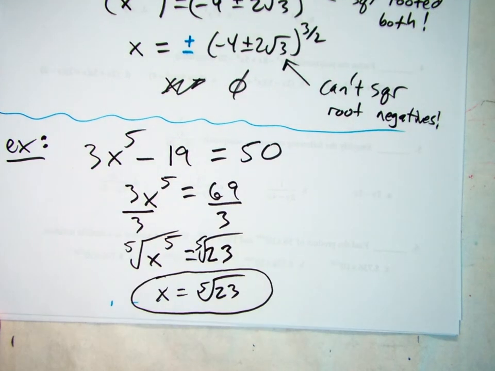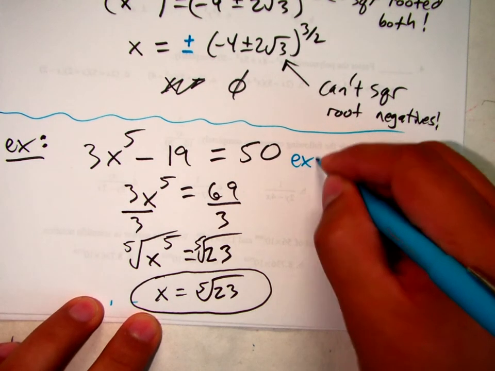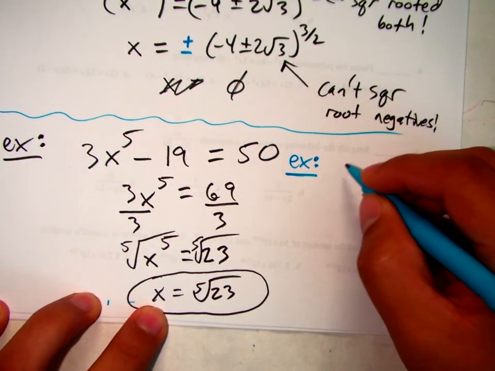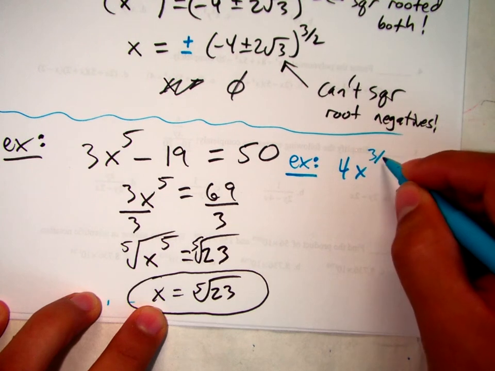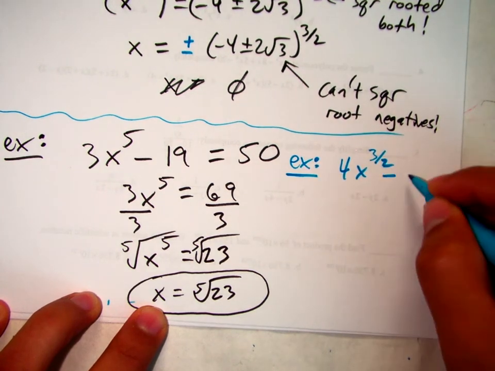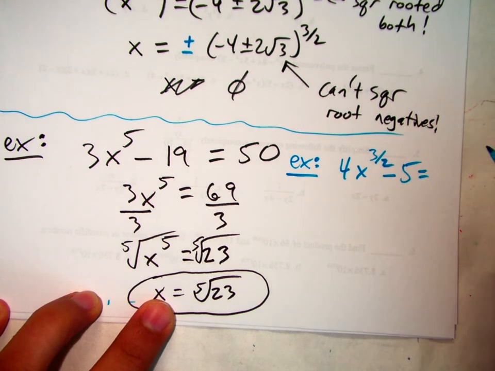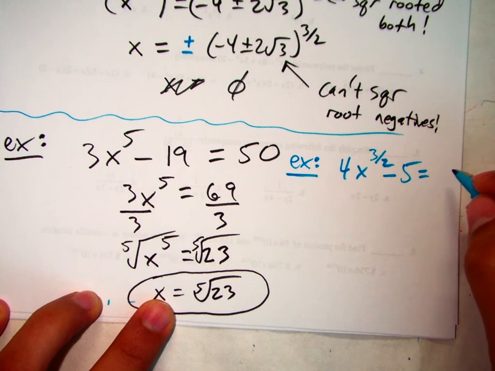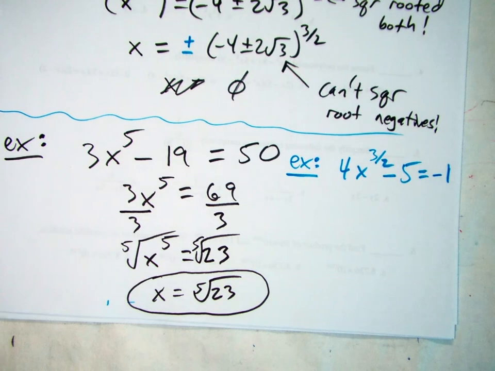One more. A lot more. Okay, one more just for you. Just for you, YouTube. 4x to the, let's say, 3 halves minus 5 equals... 64? Negative 1, 64. That's impossible. Actually, 4x to the 3 halves minus 5 equals 4.